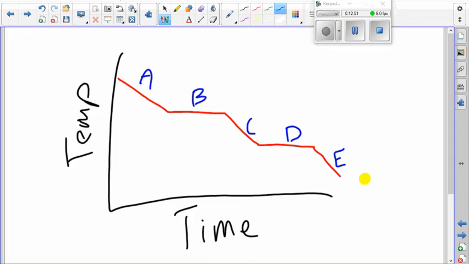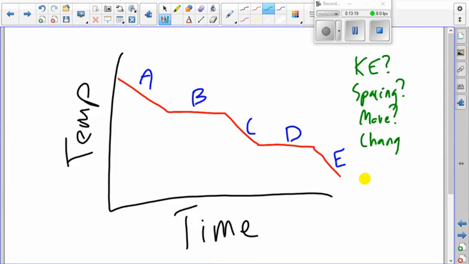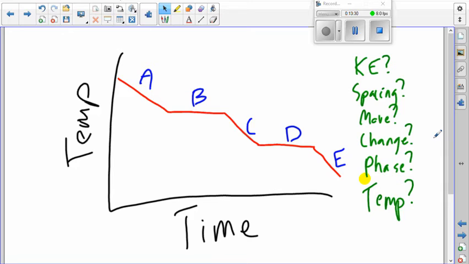Again, I'm just doing some notes on the board. You don't have to write this down. But there are a lot of kinds of questions I could ask you about these different parts. For A, B, C, D, or E, I could ask you the following. Talk to me about the kinetic energy. What about the spacing? What about the movement? What about the changes? What about the phase? What about the temp? Mr. P, I'm not really sure what you mean by each one of those categories. I'm glad you asked. How about I go for an example for each one?